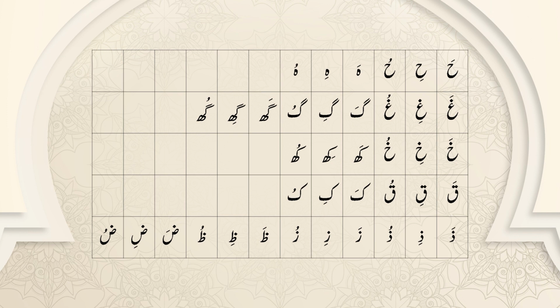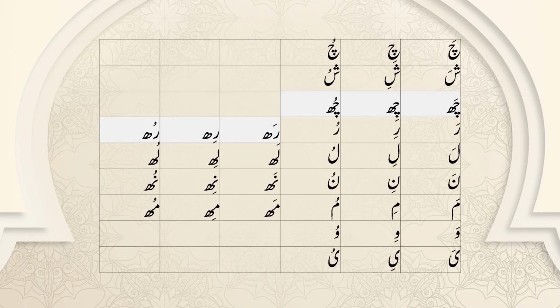The first alphabet here is zal: za, zi, zu. Another alphabet of the same sound is ze: za, zi, zu. We have another alphabet, that is zoy: za, zi, zu. Another alphabet that creates the same sound is zod: za, zi, zu. Another alphabet has a separate sound, that is che: cha, chi, chu.